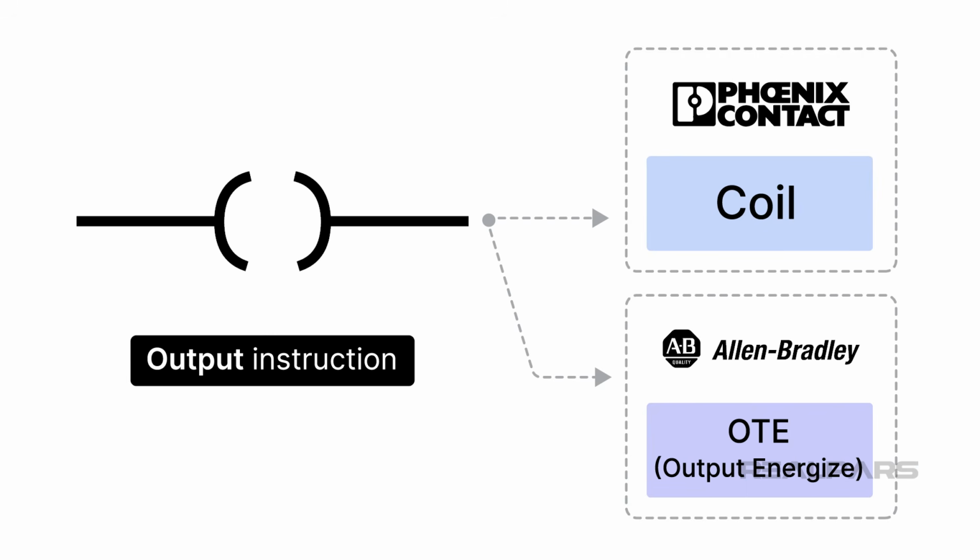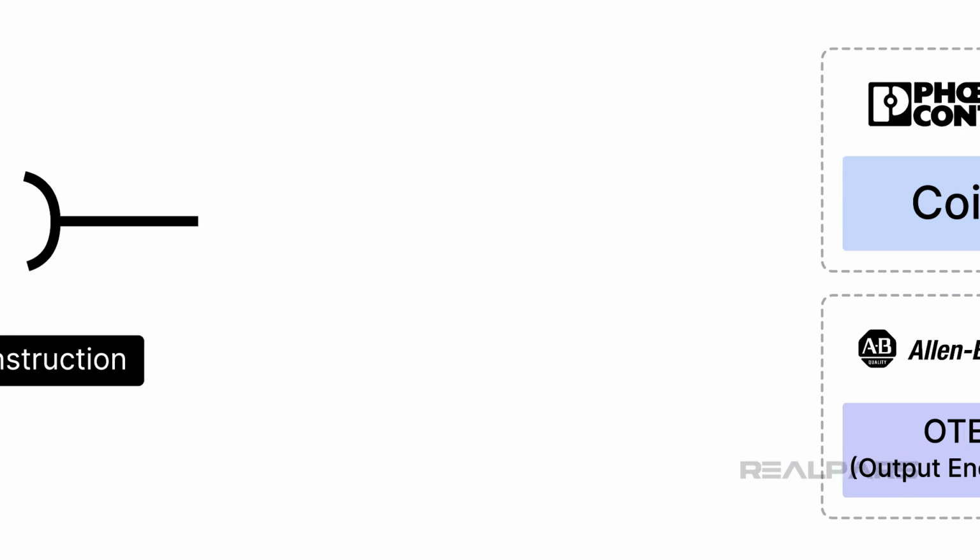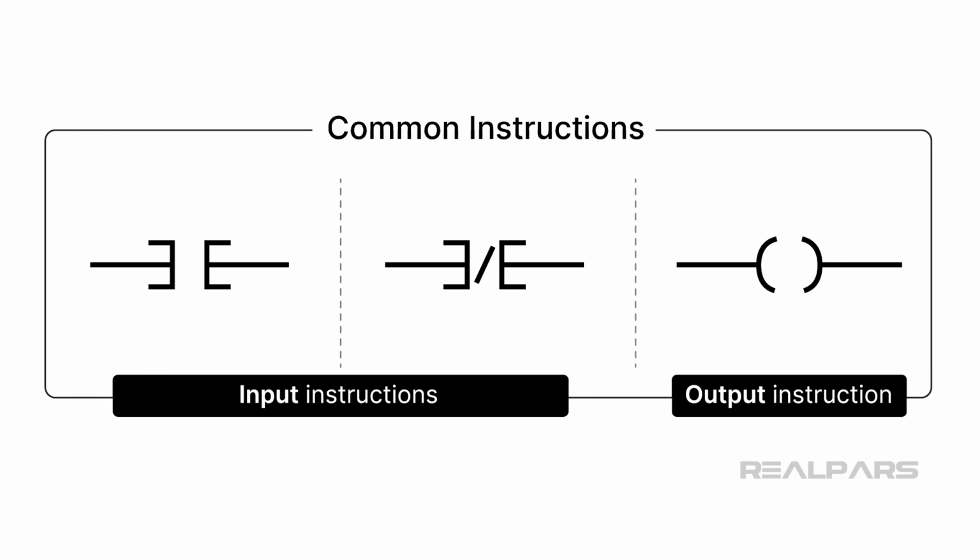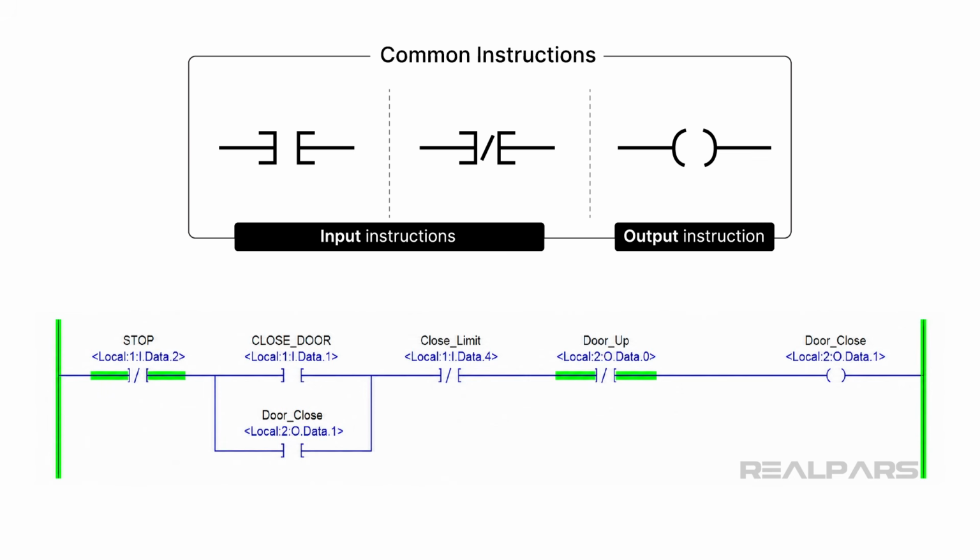Phoenix Contact calls it a coil, while Allen Bradley calls it an OTE, or output energize. Okay, so now we've investigated the three most common instructions. So what do we do with them? Well, we put them into a ladder logic program and connect them.